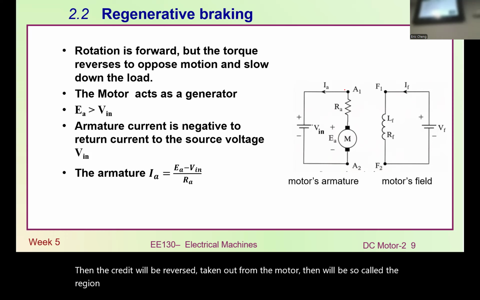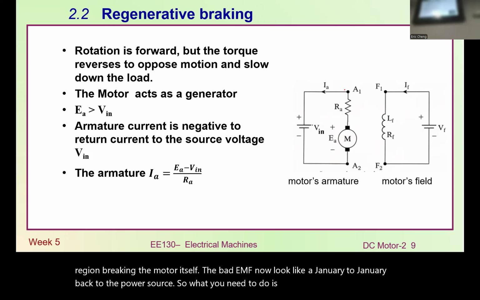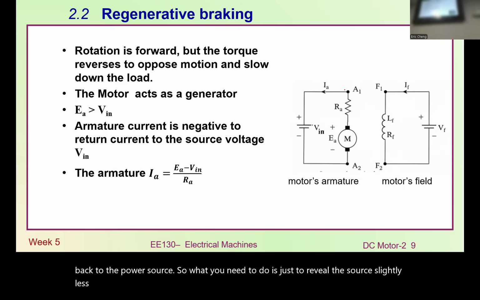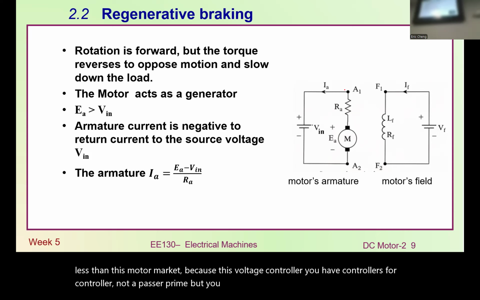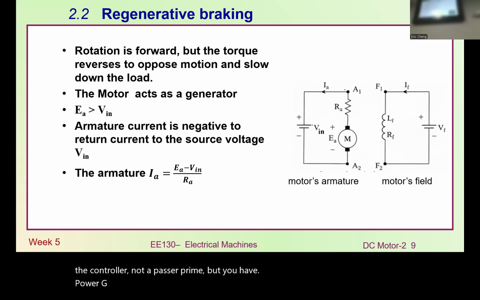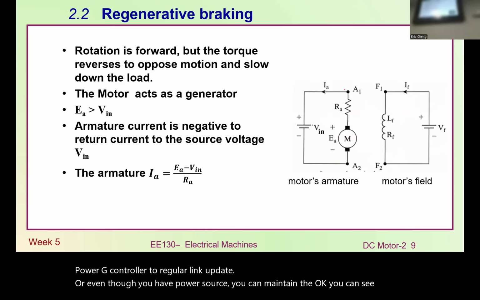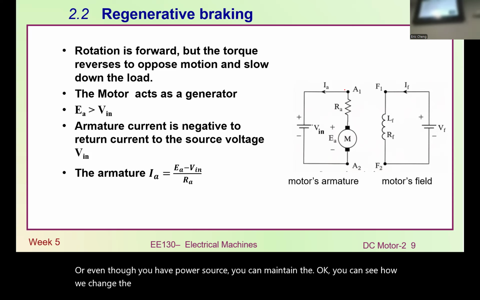The motor itself, the back EMF, now looks like a generator, generating voltage back to the power source. So what you need to do is just reduce the source voltage slightly below the motor voltage. Because you have a controller to control voltage, not just a power supply, you have a power controller to regulate the input voltage. Even though you have a power source, you can reduce the voltage. You can see how you regenerate the power. That is how you operate.